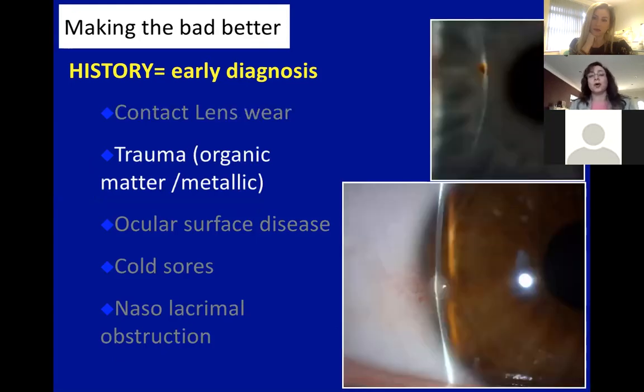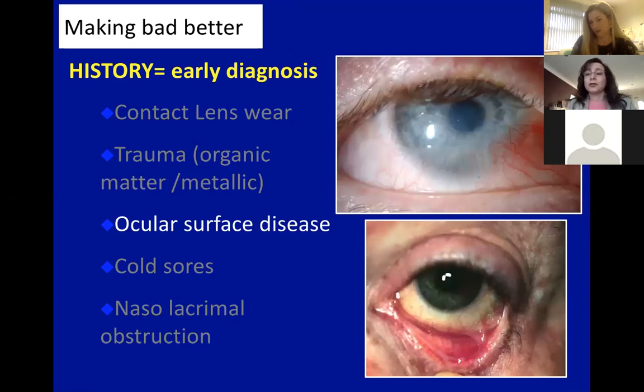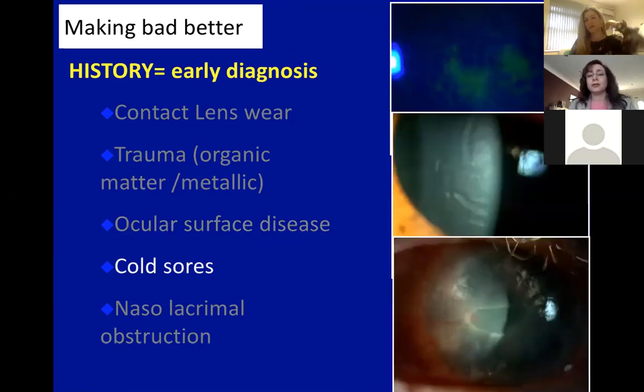Always ask for a history of trauma. It can be organic or metallic. If it's organic, then you have to have a very, very low threshold of thinking of fungal infections. For example, this patient had an organic thing stuck to his cornea, and then we removed it, and there was a little bit of fungal infection underneath. Always think of ocular surface disease, especially ocular surface problems such as floppy eyelids. So don't forget to look into the lids and check for phimosis. Ask for a history of cold sores, because if you can see dendrites, or you can see edema, or you can see these neurotrophic ulcers which are not healing, then think of herpetic infection.